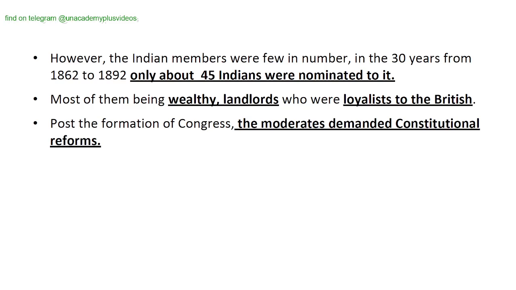In the 30 years from 1862 to 1892, only about 45 Indians were nominated to it, most of them being wealthy landlords who were loyalists to the British. Post the formation of the Congress, the moderates demanded the constitutional reforms.